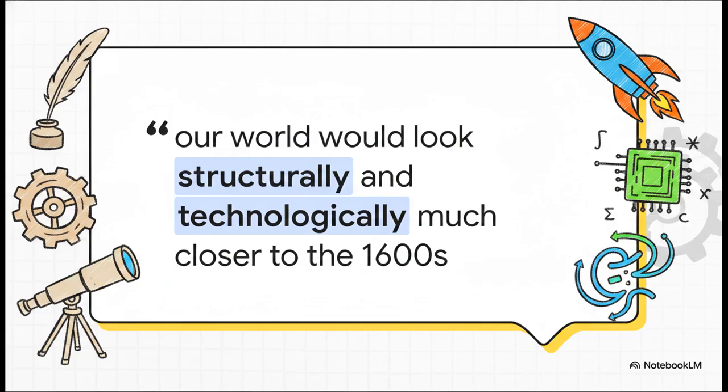So, in short, without calculus, our world would look structurally and technologically way closer to the 1600s than the 21st century. By swapping out guesswork for precise, dynamic mathematical modeling, this hidden engine is straight up the single biggest reason we get to live in the modern era.